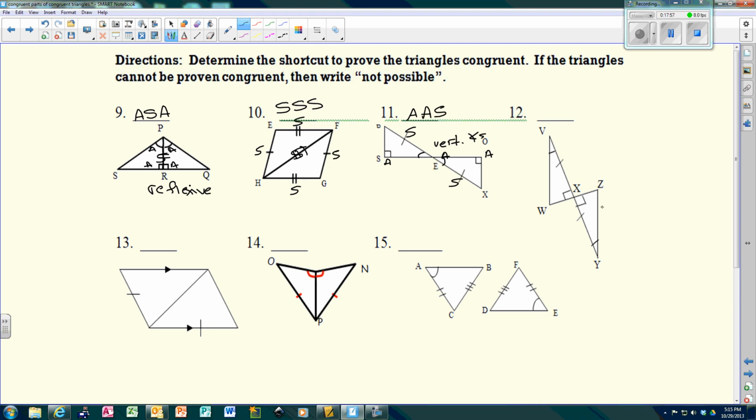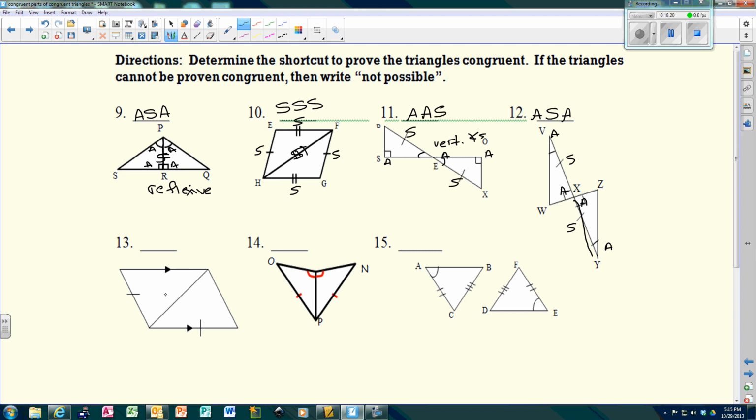Okay, now this one over here, I've got an angle and an angle. I've got a side and a side. And then right angles are always equal to each other. So this time I've got 2 angles and the side that connects.